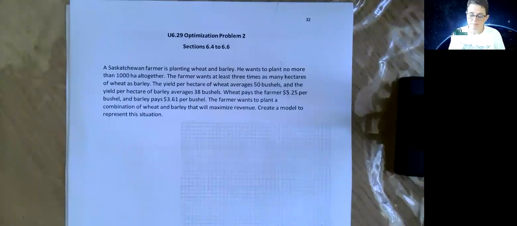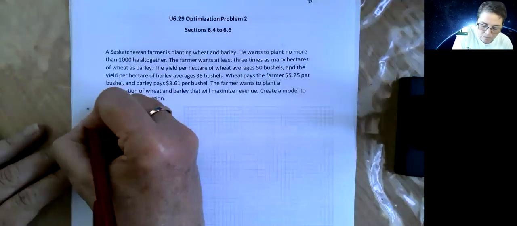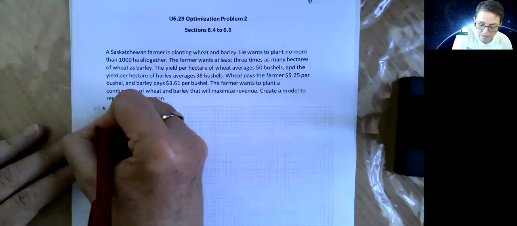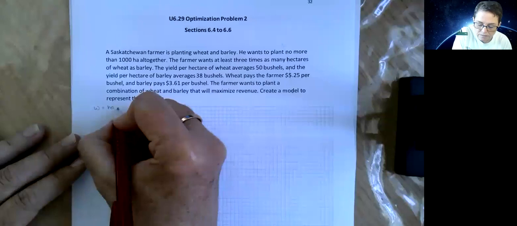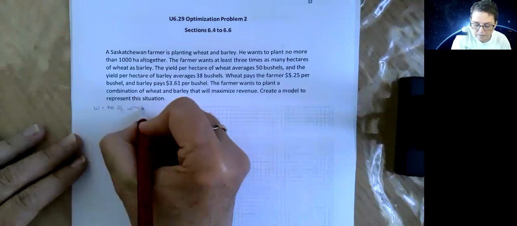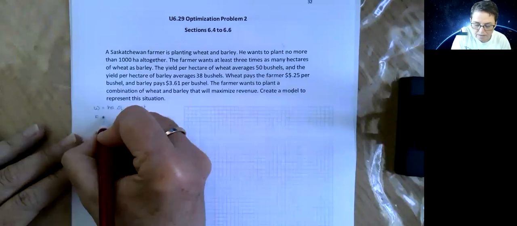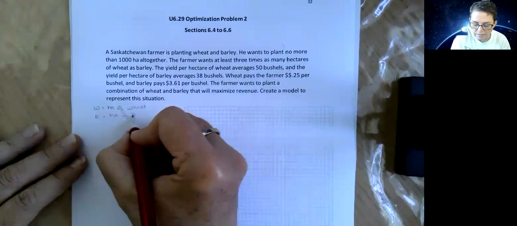Okie dokie. Well, what are we worried about? We are worried about wheat and barley. So we'll go W is equal to the hectares of wheat, and B is equal to the hectares of barley.